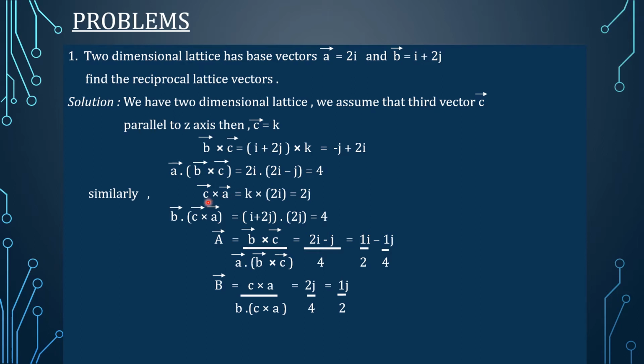Similarly, C cross A is equal to k cross 2i, which is equal to 2j. Then B dot C cross A is equal to (i plus 2j) dot 2j. i dot j is 0 and 2j dot 2j will become 4. Then vector A is equal to (2i minus j) divided by 4, which is equal to half i cap minus 1 by 4 j cap, and B is equal to 2j divided by 4, which is equal to half j.